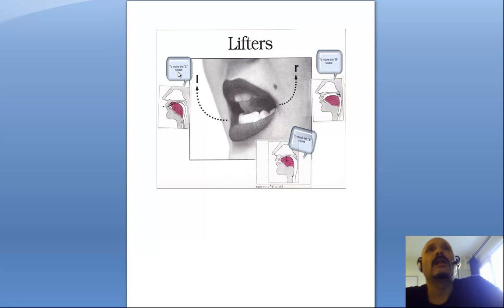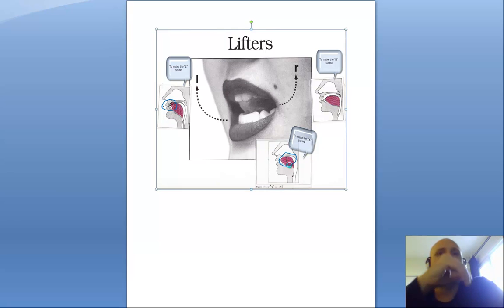To make the L sound, you can see that the tip of your tongue goes behind the teeth. To make the Y sound, you make your tongue more round. The sound is up in the middle of your mouth. And to make the R sound, you can see that your tongue goes back. This sound is almost to your throat.